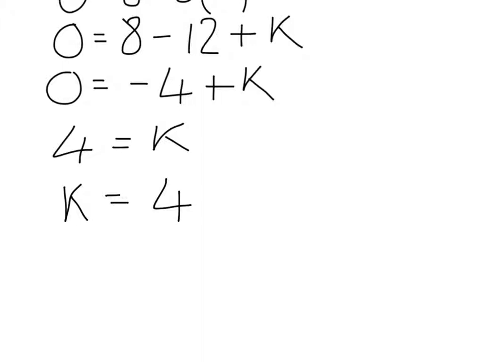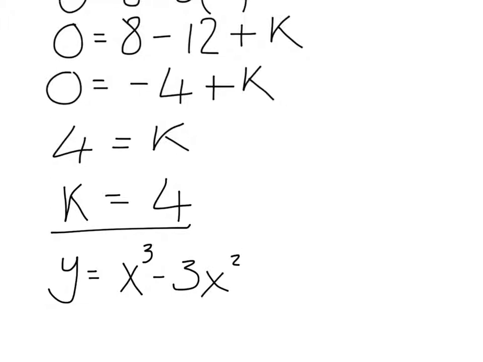That's the first part of the question. It said find k and then go on and find the other stationary point A. So we have our k value equal to 4, which means we can now write the full equation of the curve down without the unknown k. So that's y equals x cubed minus 3x squared plus 4.